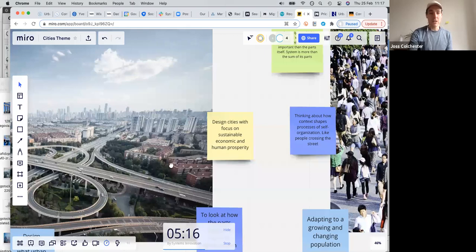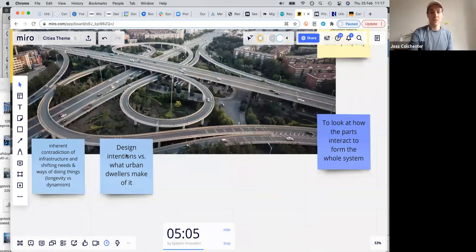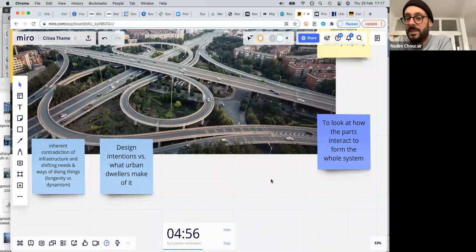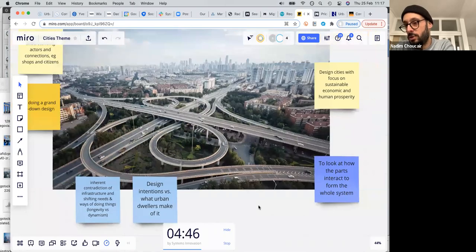So, design intentions versus what urban dwellers make of it. Who is this? Yeah, that's me, Josh. What do you think? I think it's trying to represent the inherent complexity, with the perhaps frequent failures in designing with a specific intention in mind and failing to understand how, failing perhaps to see the system as a whole, and one part of it, which would be how urban dwellers use some of what is designed.